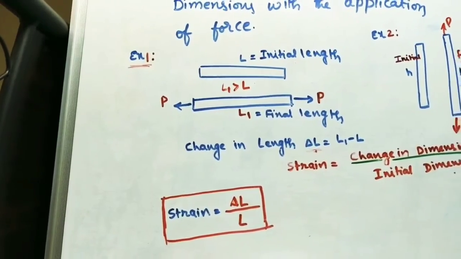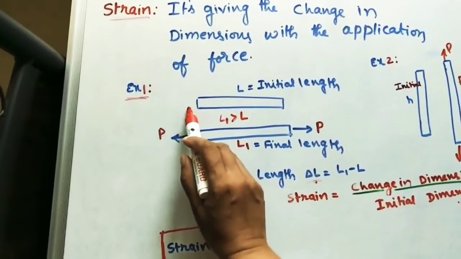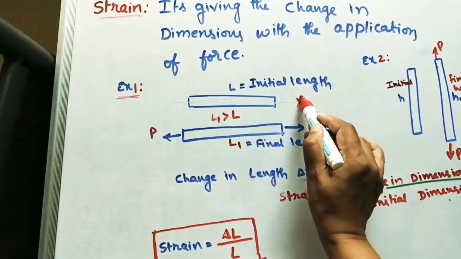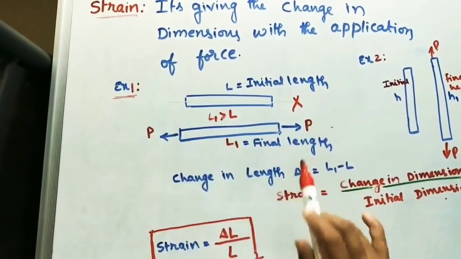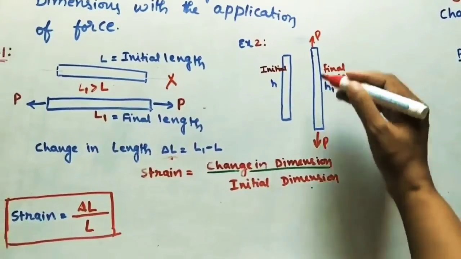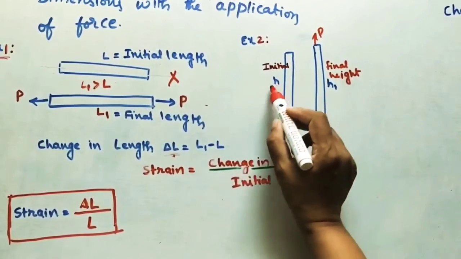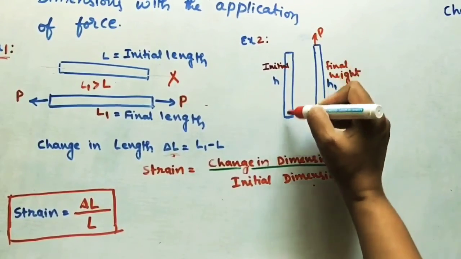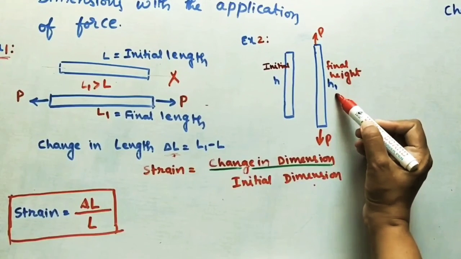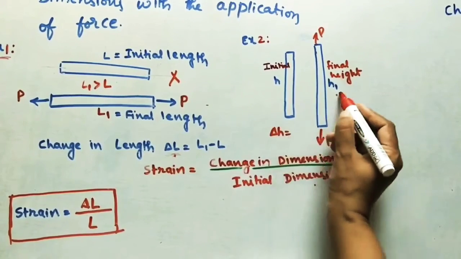Okay, another example I will take here. Let us assume the force is acting along the y-axis. Initially I am taking the body with height h. Let us take it as the initial height. I am applying force on it, and it is getting more height. Let us take the final height as h1. So here, what is the change in height? Delta h, we can take h1 minus h.